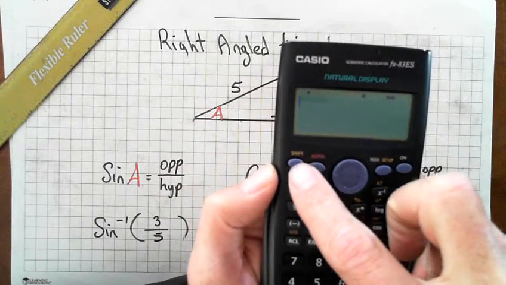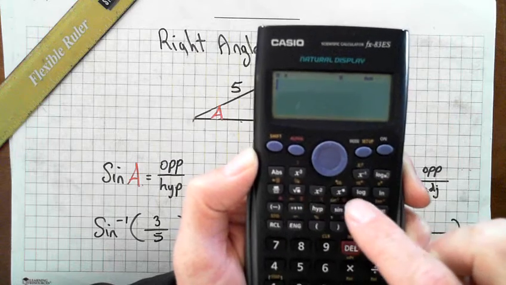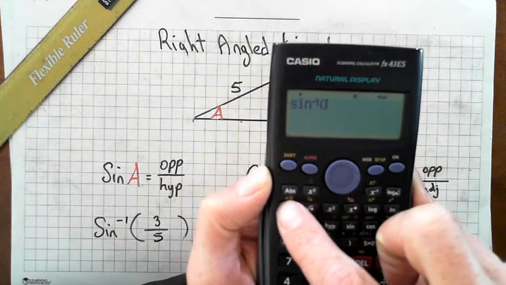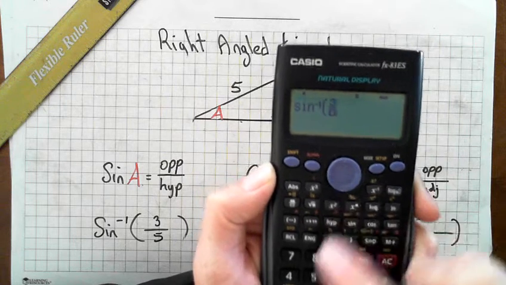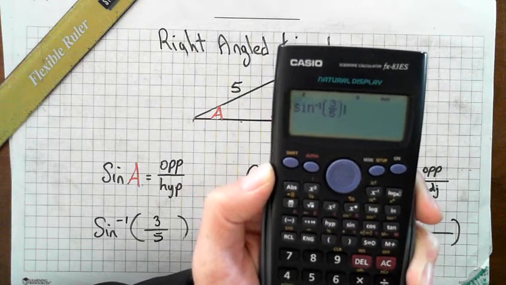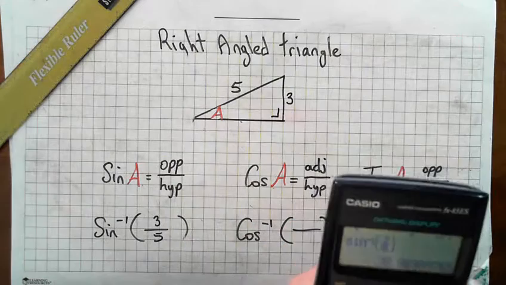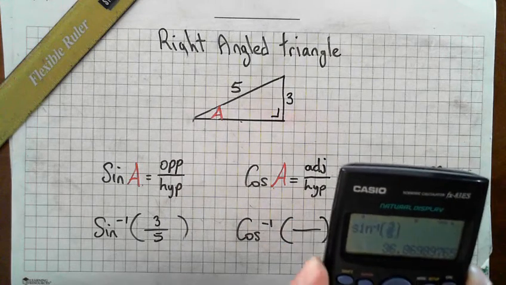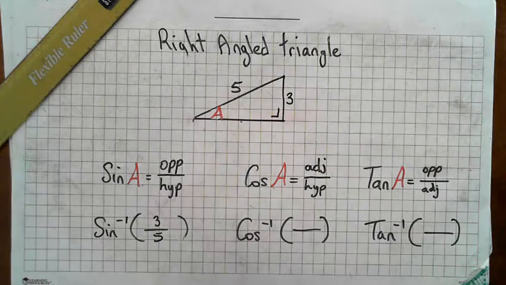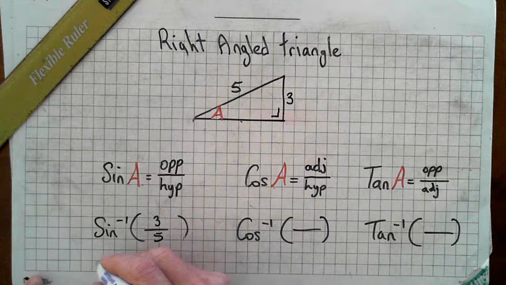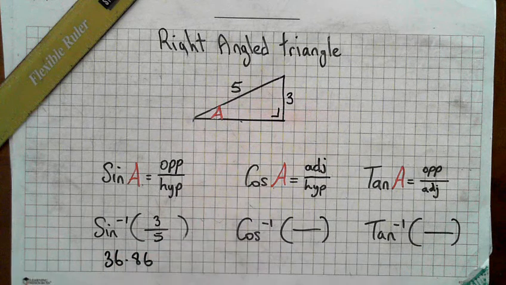Alright, so here you go. Looking up. Shift, which is our second function. Sine. And hit the fraction button. And you put in 3 over 5. Bracket. Equals. And we get 36.86. Alright. Of the angle. Alright.